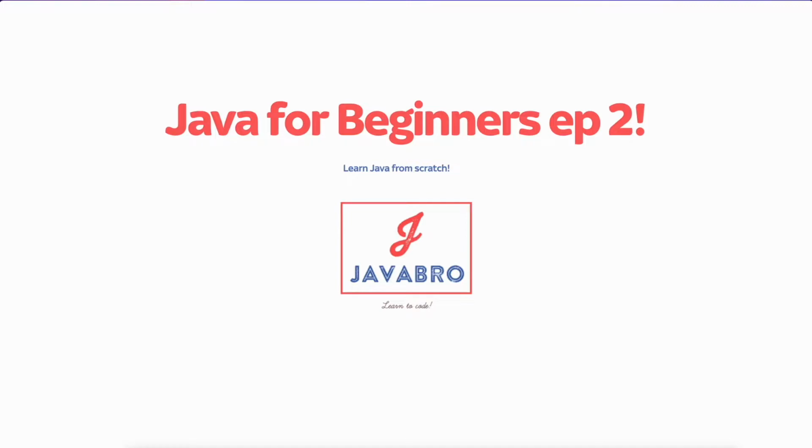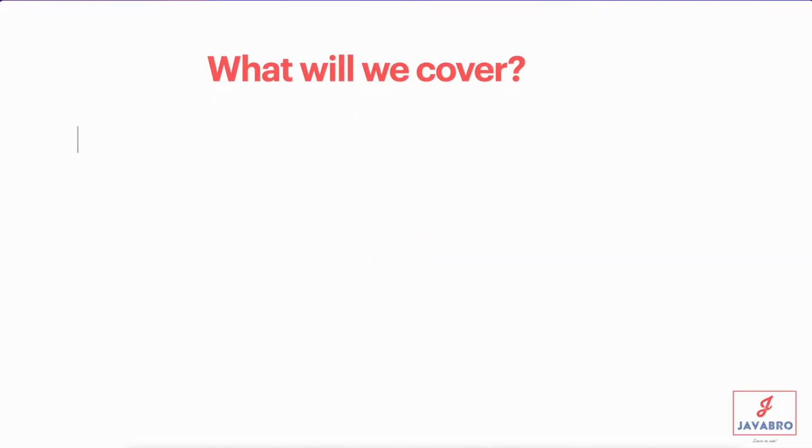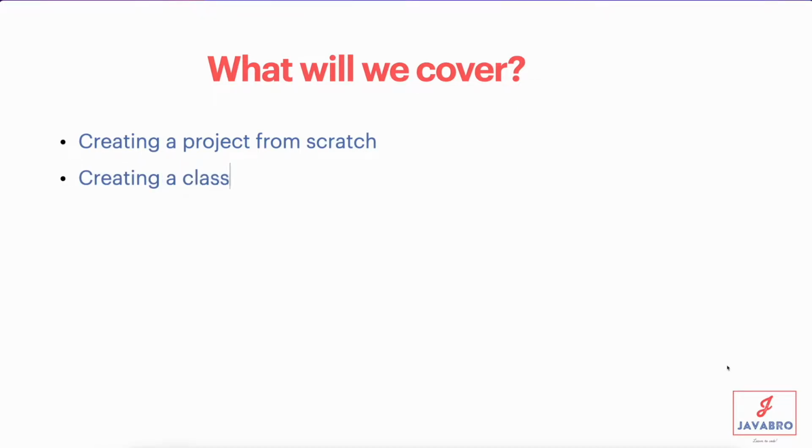So here's what we'll cover in this video. So what we're going to do is we're going to create our own Java project completely from scratch. We're not going to do it with any code snippets like we did in that previous video. We're also going to start by creating our own Java class. So remember, Java is a class-based language. So we're going to go through what a class is and how to create one.